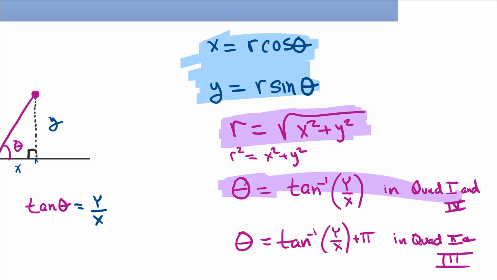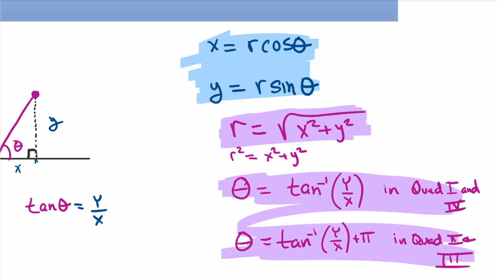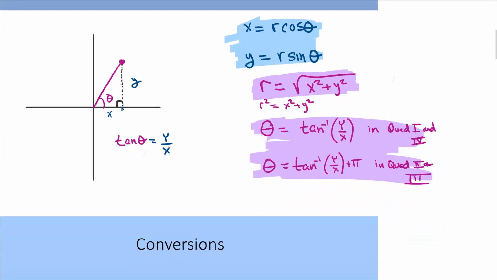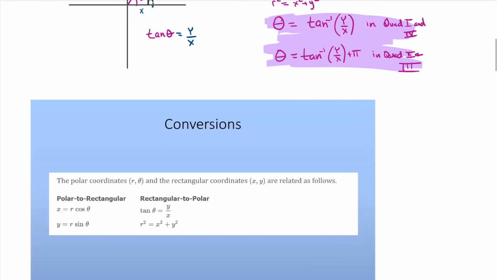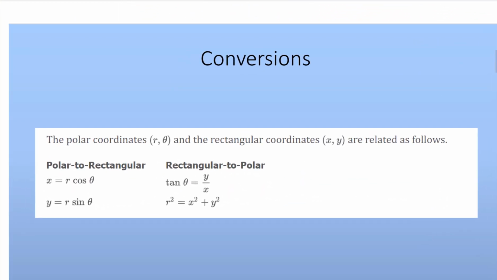Here are our formulas. Now this is the way I write it down, in purple, down below. This is what your textbook says for your conversions. It's merely this: x is equal to r cosine of theta, y is equal to r sine of theta. Same thing I told you. r squared is equal to x squared plus y squared, but I took it a step further. But right in here, tangent of theta is equal to y over x. That is true for all.